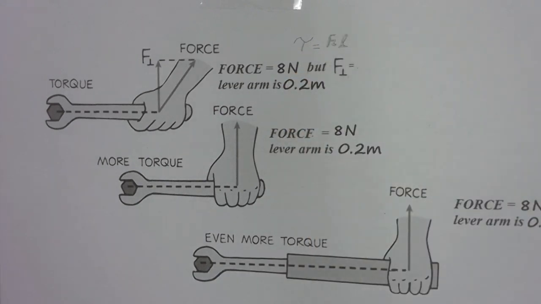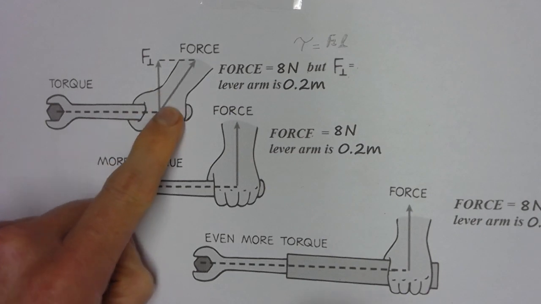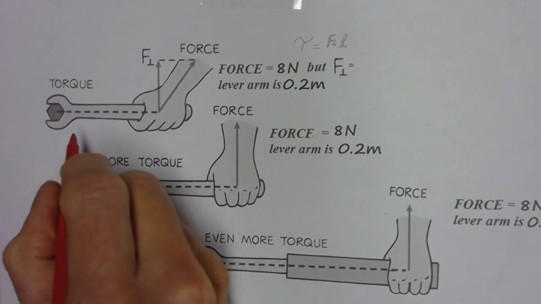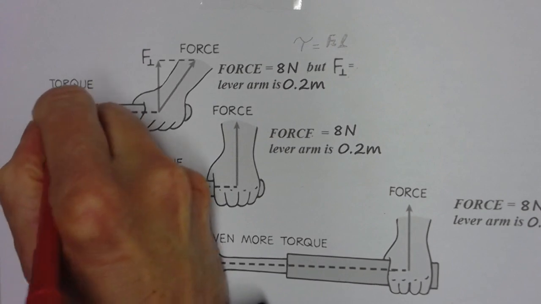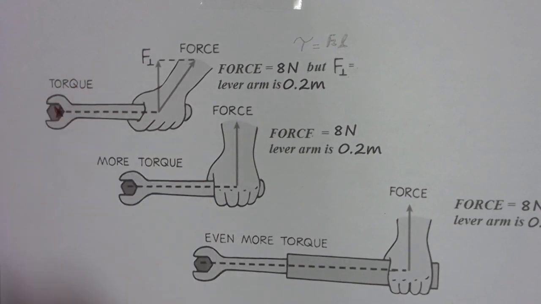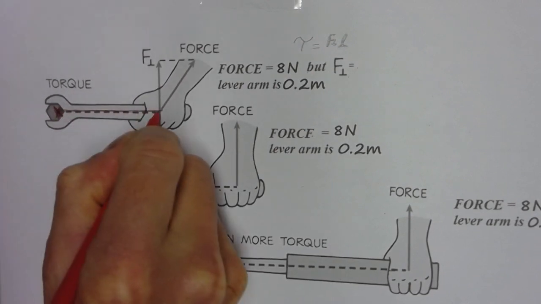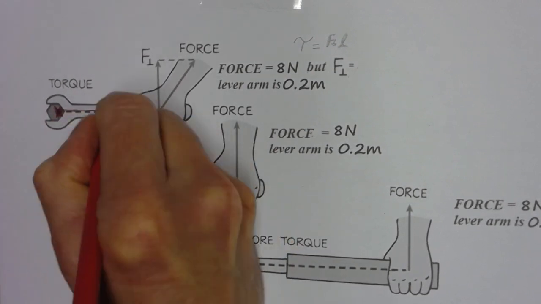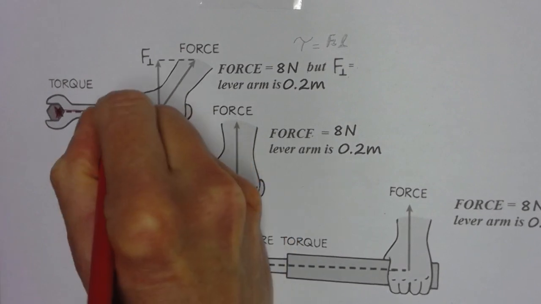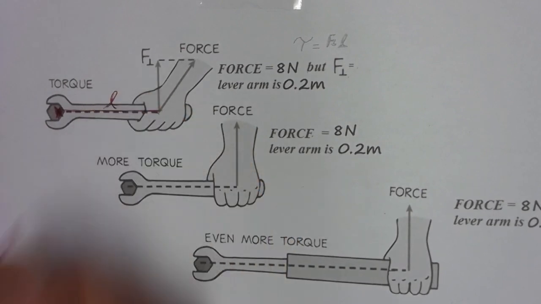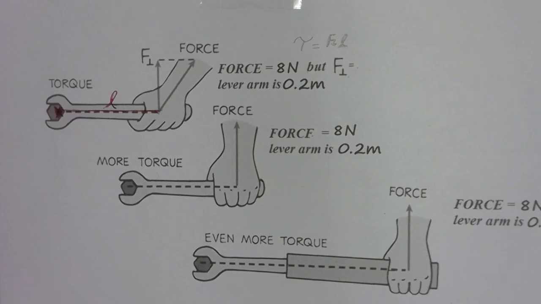So in this problem here, here's the axis of rotation, the middle of the bolt that you're turning on this wrench. This is L. The distance from that axis to where that force is applied, that is L, the lever arm. Now, the portion of the force that causes the wrench to rotate is only the perpendicular one.